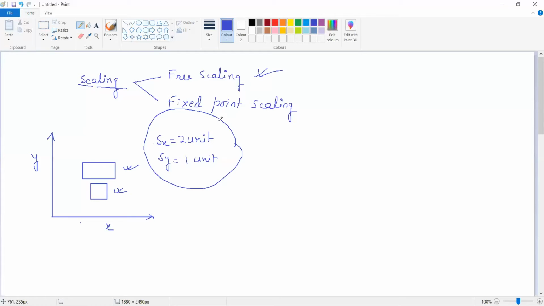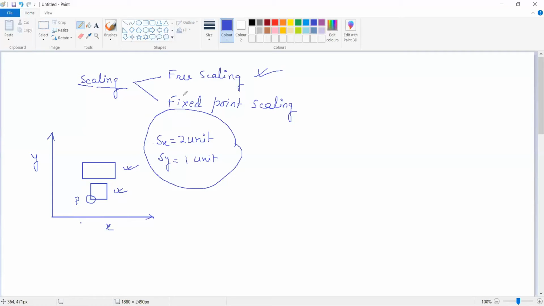But there is another type of scaling which is called fixed point scaling. Now in case of fixed point scaling, what we have to do is scale the object with respect to a fixed point. That means that point will not change, it will be in its original position. So suppose we want to scale this object with respect to this point P. Let us say this is a point P. So if I want to scale the object with respect to point P, this point P will remain in its original position. It will not shift its position.